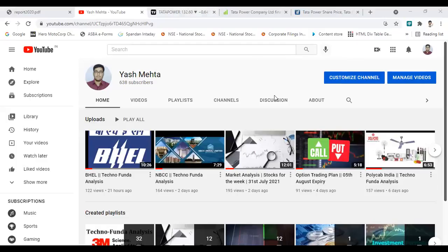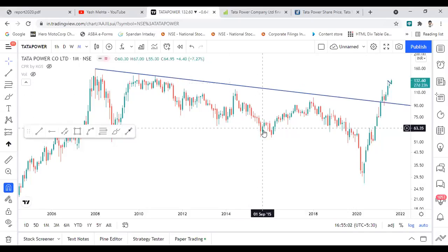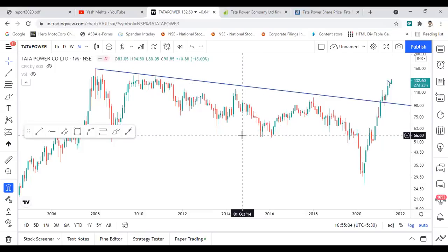So let's start with the technical charts first. So the stock name is Tata Power.